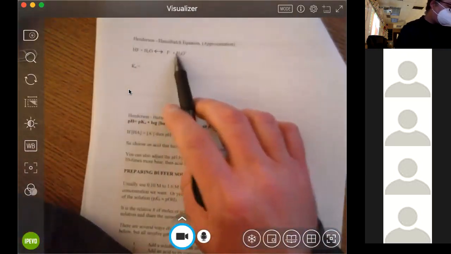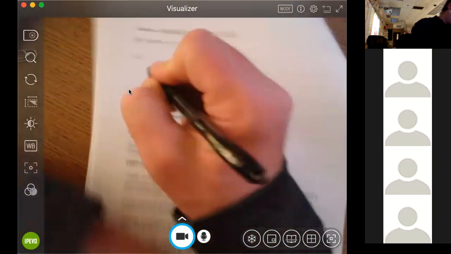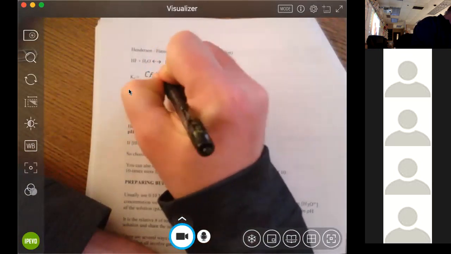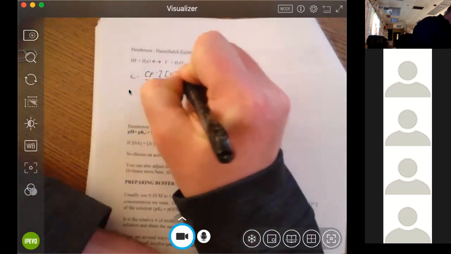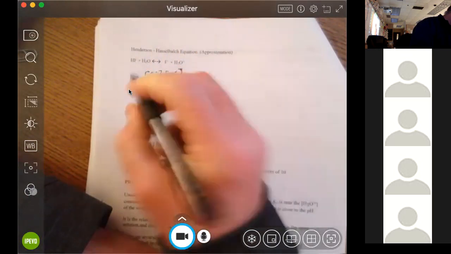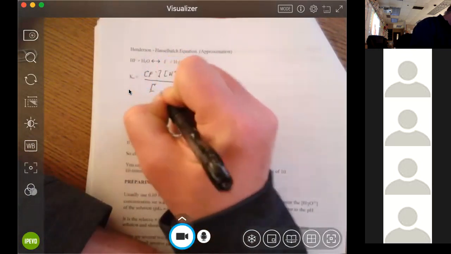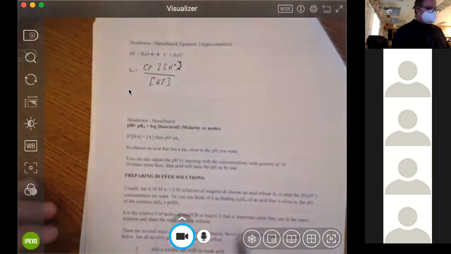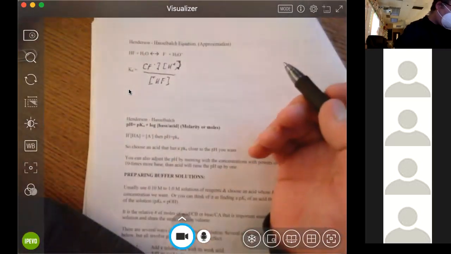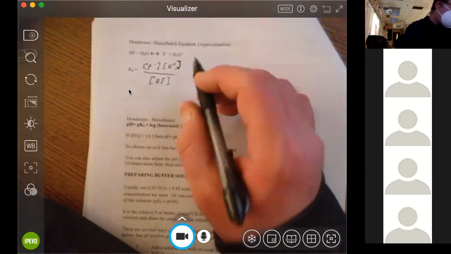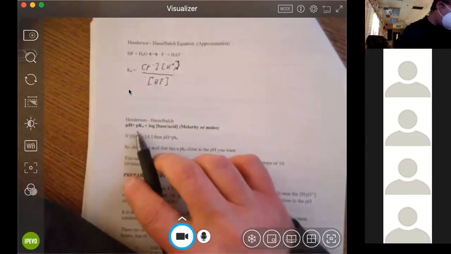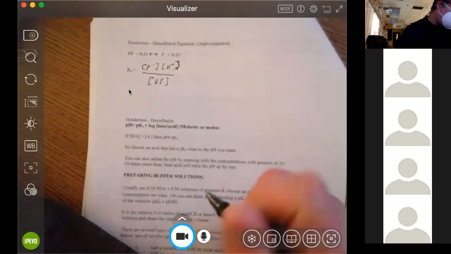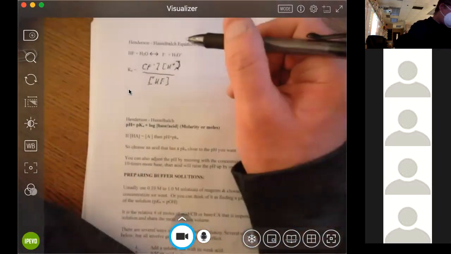So we already did this. We broke that down and showed you how the Ka is equal to the product concentrations over the reactant concentration. And then we said that we can take and rearrange this equation into pH equals pKa plus the log of the base over the acid. Let's see if we can do that.